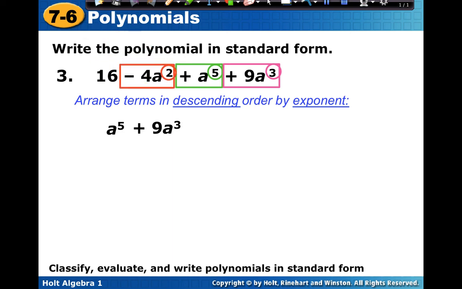Then we have a to the 2nd, which is our next highest exponent, and it's got a minus sign in front, so we're going to say minus 4a squared, or to the 2nd power. And then we have the 16. The 16 doesn't have an a, so it's going to go on the end because there is no exponent of a here, because there's no a. So we're going to say plus 16. So we have a to the 5th plus 9a to the 3rd minus 4a squared plus 16. Make sure you take a minute and make sure you have that written down correctly.